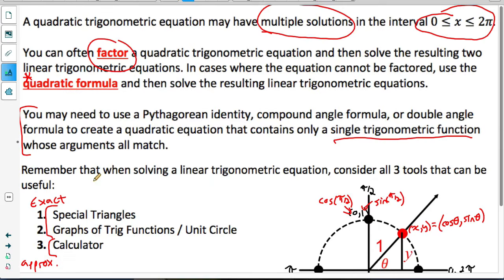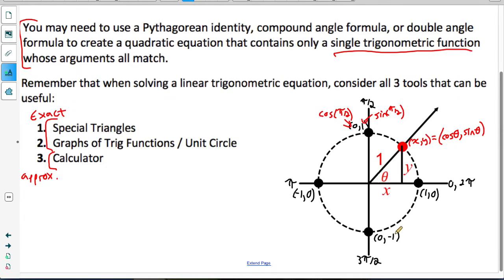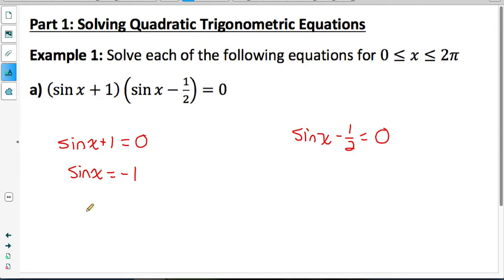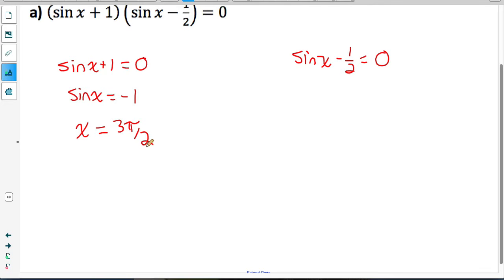Let's look back to the unit circle. When is the y coordinate -1? Right here. So this is the sine ratio of 3 pi over 2. So sine of 3 pi over 2 must be -1, because if I rotate 3 pi over 2, the terminal arm would intersect the unit circle right here with the y coordinate of -1. So I know over here, the x value is equal to 3 pi over 2. And this is the only answer between 0 and 2 pi for this linear trig equation that we solved.